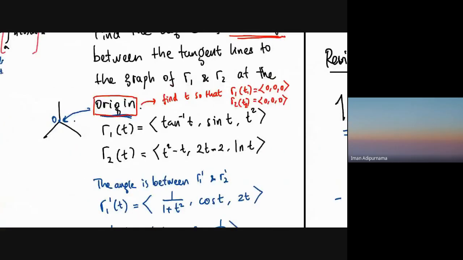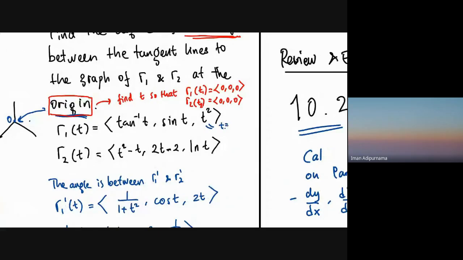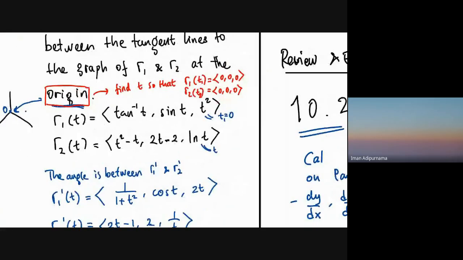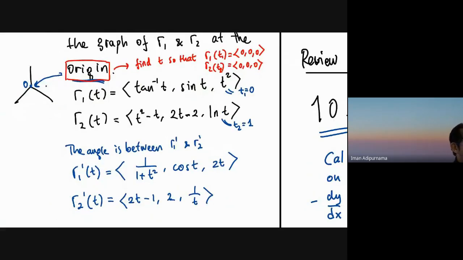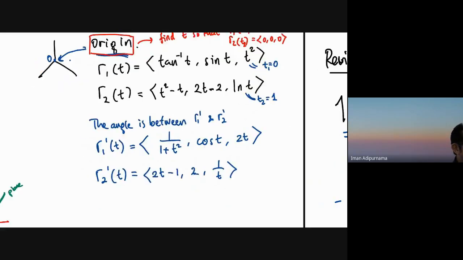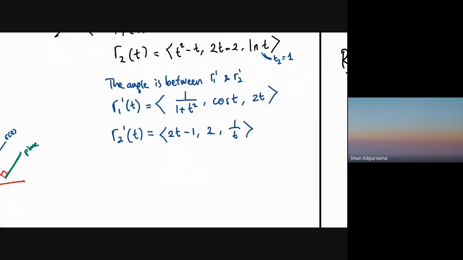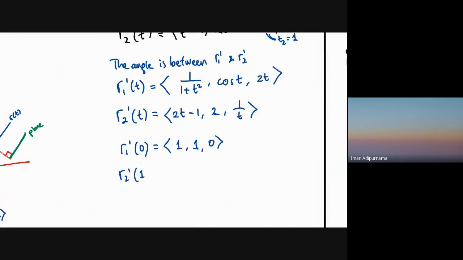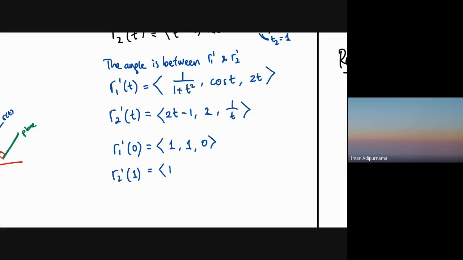From r1 here, t1 is 0, right? From this r2, t2 is 1, right? To make it 0, 0, 0. Okay, so that is the t that we will evaluate in our tangent. For r1, we evaluate at 0, and it will be 1, 1, and 0. And for r2, we evaluate at 1, and this will be 1, 2, and 1. Okay.